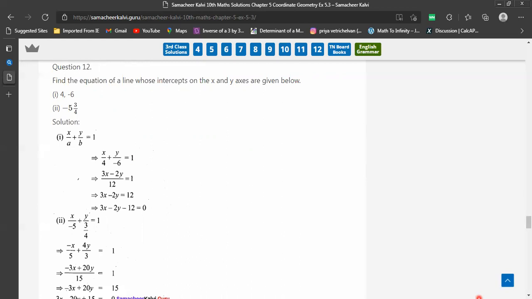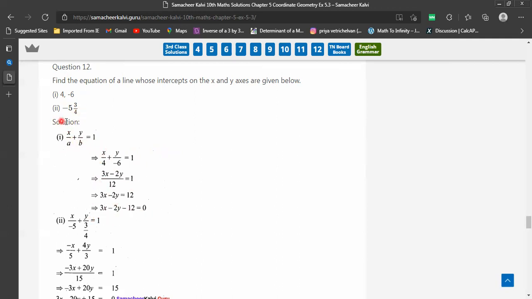Find the equation of a line whose intercepts on the x and y axis are given below. 4 comma minus 6. We know the intercept equation, which is x upon a plus y upon b is equal to 1. Just substitute a as 4 and b as negative 6 in this. If you simplify this, you will obtain this equation.